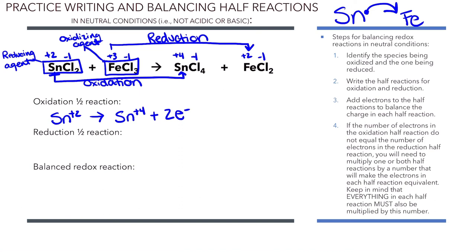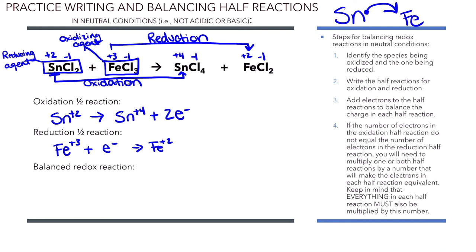All right. And now we need to talk about the reduction half reaction. We said that iron was reduced, so we're going to start with Fe +3. When something becomes reduced, it's because it has pulled in electrons, and so we're going to write those electrons on the reactant side. And iron went from a +3 to a +2 ion. In order for that to happen, we would have had to add 1 electron in there.